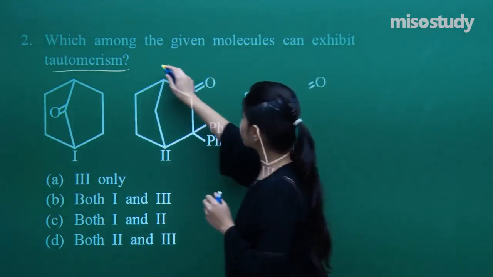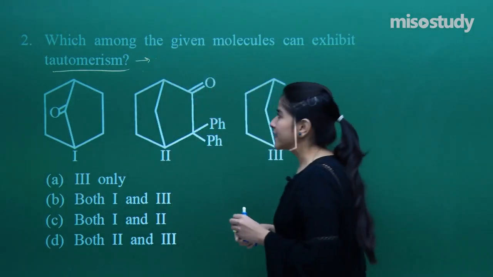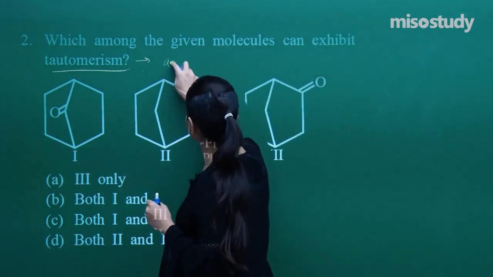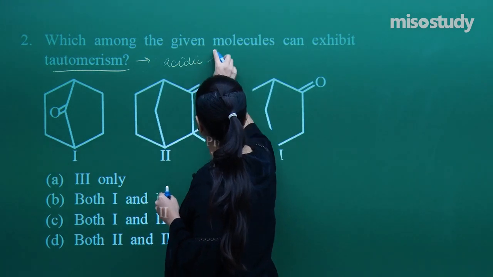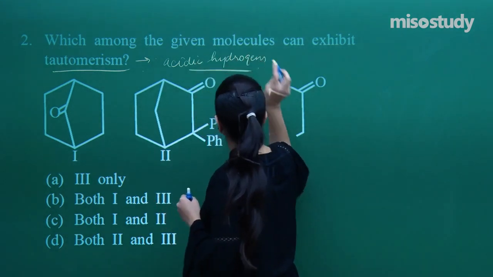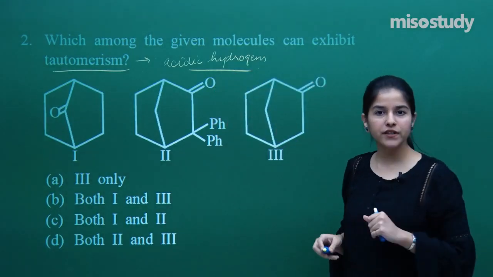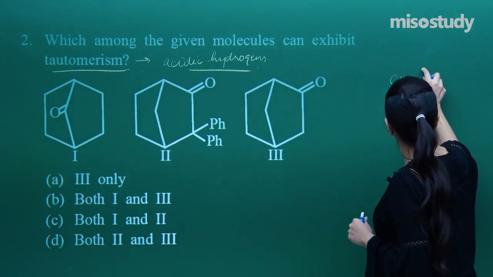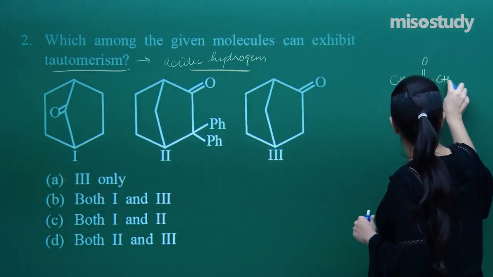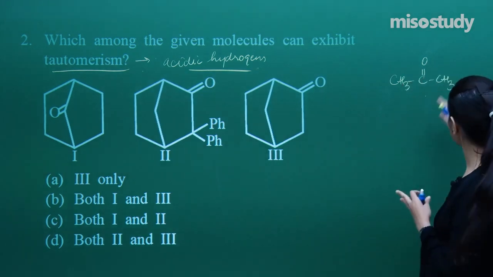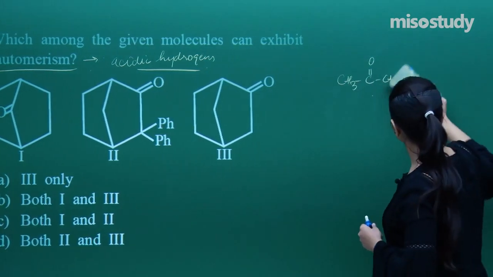For a compound to exhibit tautomerism, I need to look for the alpha hydrogens, that is, the acidic hydrogens, right? That is the main key point over here. And how do we actually show tautomerism happening in a molecule? Whenever we have such a kind of compound.